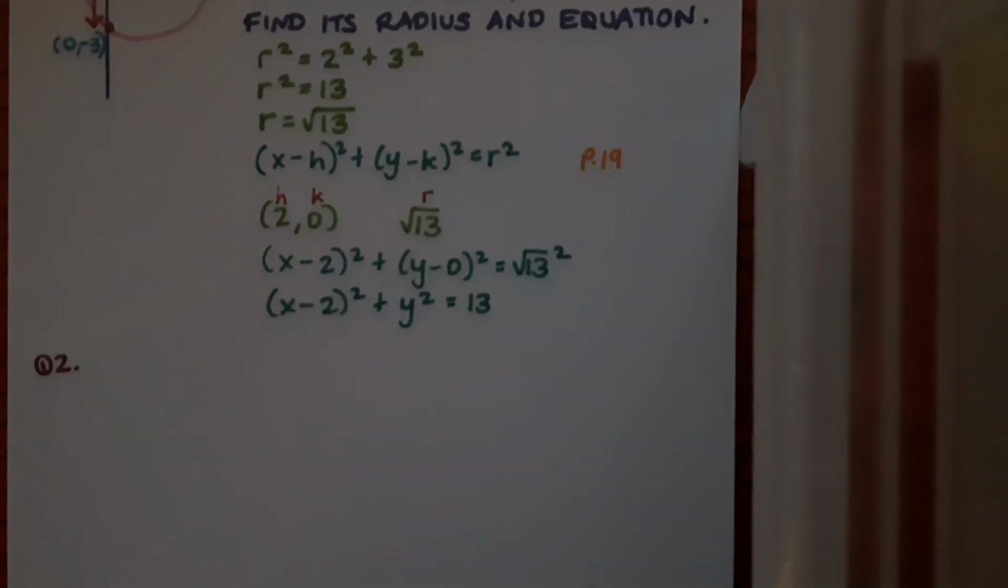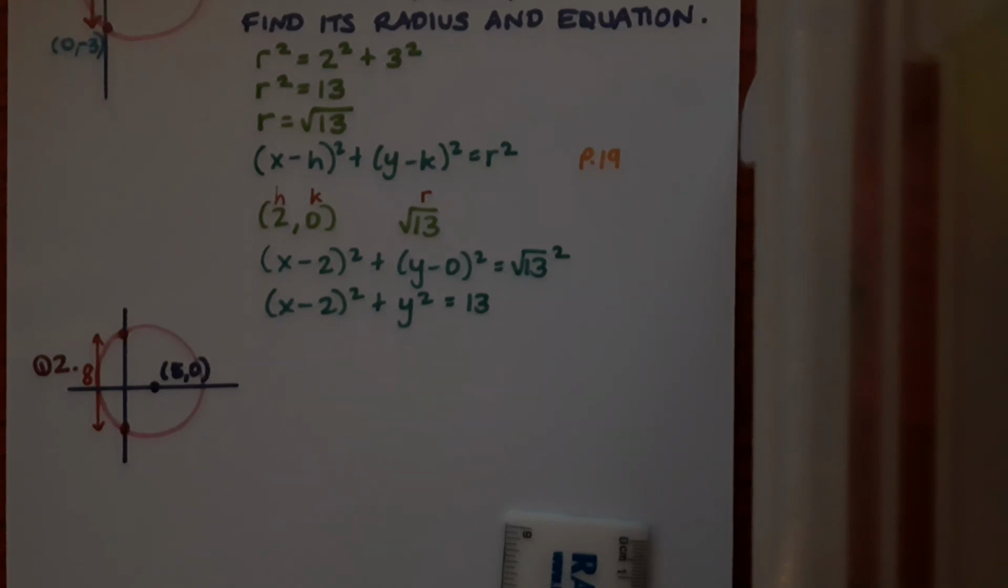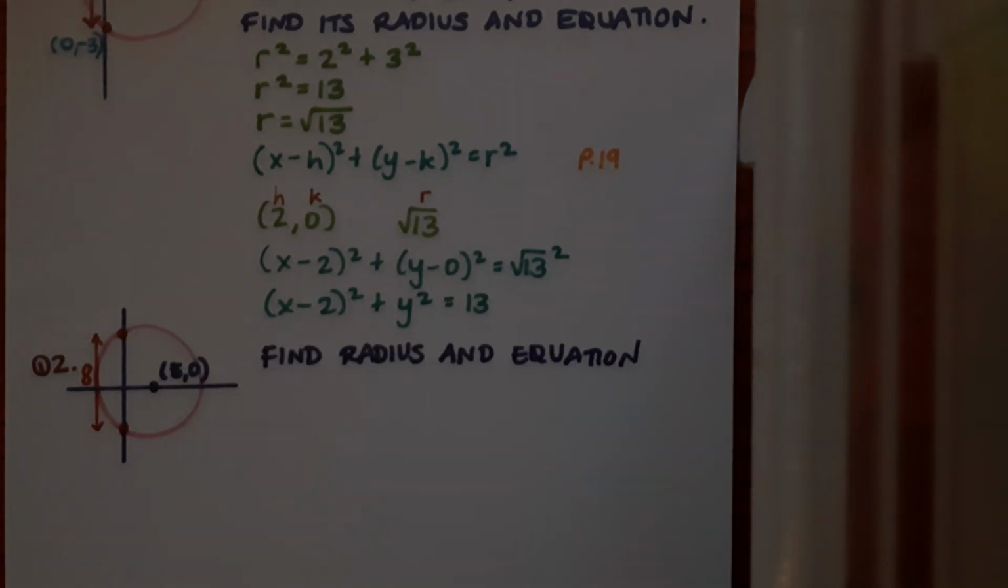So a quick question for you now. I've got a circle with the centre at (5, 0) and it cuts off an intercept of length 8 on the y-axis. We want to find its radius and equation. Pause the video here, give it a shot yourself, and then play and see if you're correct.